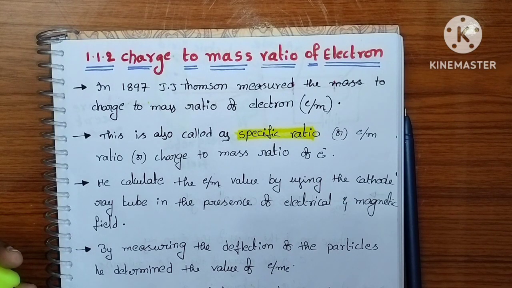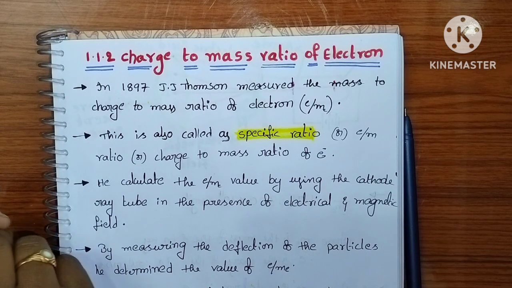Today I am going to discuss the charge to mass ratio of the electron. In our previous class, we learned about the introduction of atomic structure, that means the definition of atom and also the subatomic particles. What are the subatomic particles? Electrons, protons and neutrons. These three are the subatomic particles.